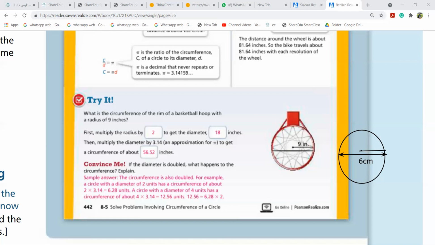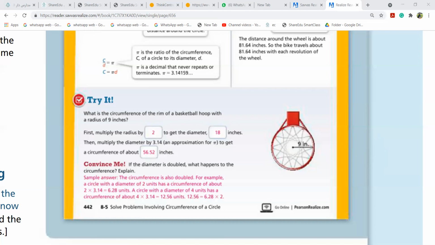In some questions, they give you the half and they ask you the full. In some questions, they give you the radius and they ask you the diameter. When they give you radius and ask diameter, you just double it. When they give you diameter and ask radius, you just make it half. Now, did everyone understand, or does anyone have any question?